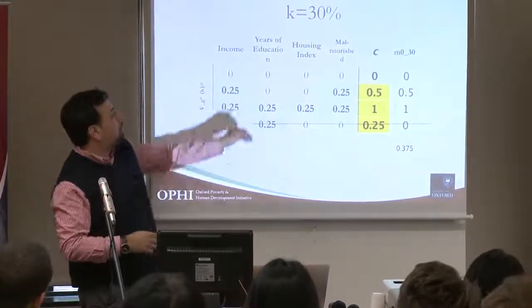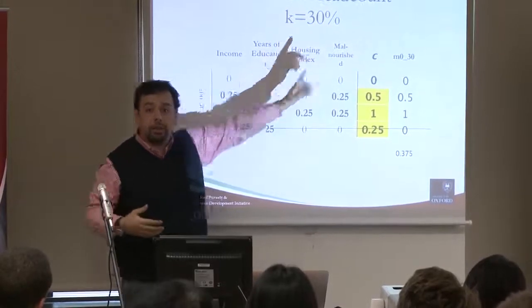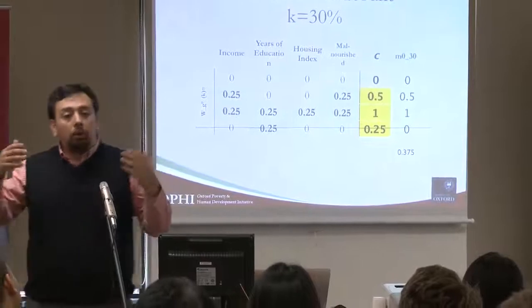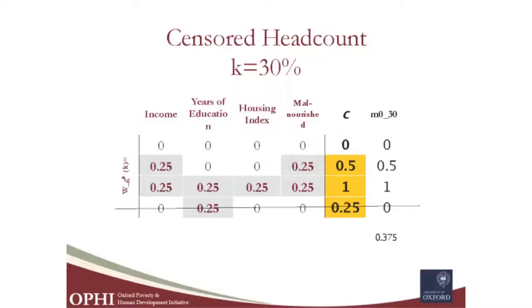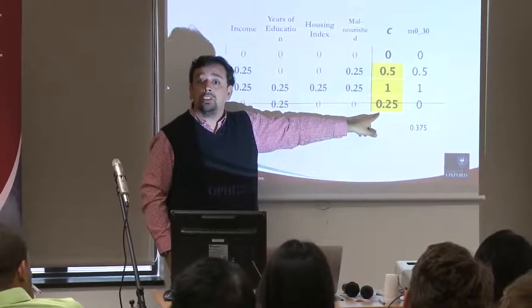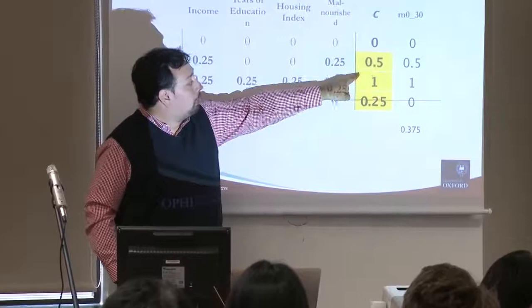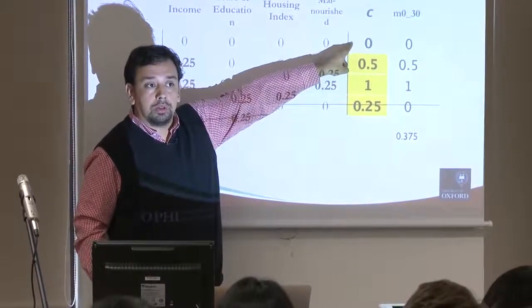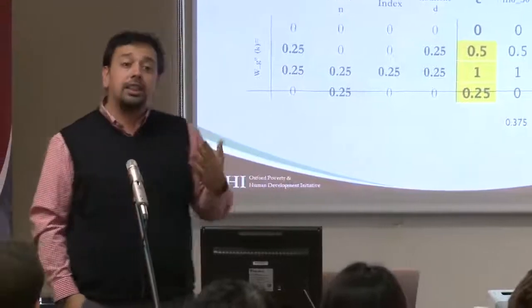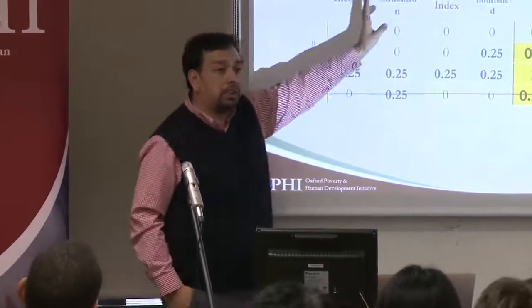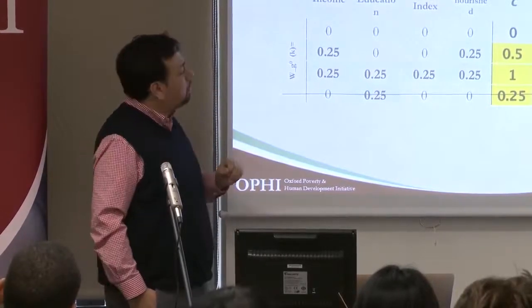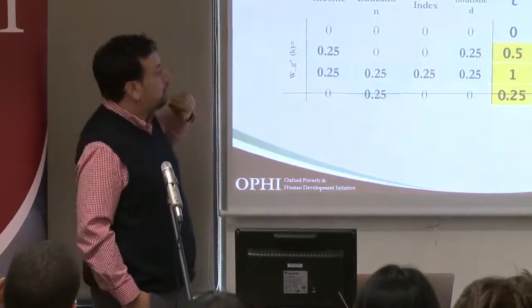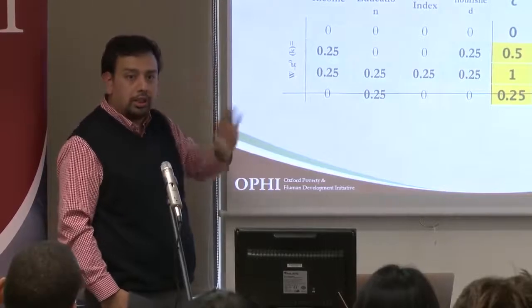Question: censored headcount. Imagine that we define a poverty cutoff of 30%. That means that we will consider as poor only those individuals who are deprived in 30% or more of their dimensions. So what happened with him? He's not poor. Poor, poor, non-poor. What is the difference of the censored headcount? The censored headcount provides information of each dimension, but censoring for those who are not poor. Simple.